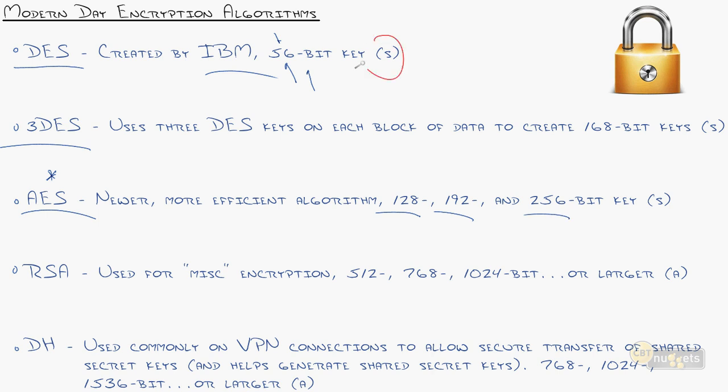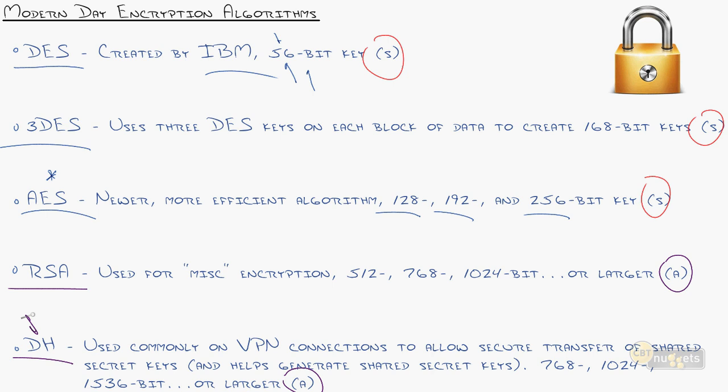And notice each one of these is symmetric. That's the little S I have after each one. These 2 on the end are asymmetric keys. So we have RSA and Diffie-Hellman. Diffie-Hellman was the one I was talking about. That's the one that was developed first.